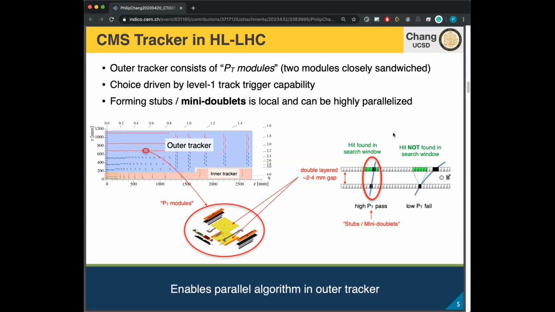Because these modules are making this decision about putting these two hits together, forming these mini doublets can be done locally in each of these modules and can be highly parallelized. And so this enables a parallel algorithm in the outer tracker for the CMS, and this was a good opportunity to look into parallelizing the track building algorithm.